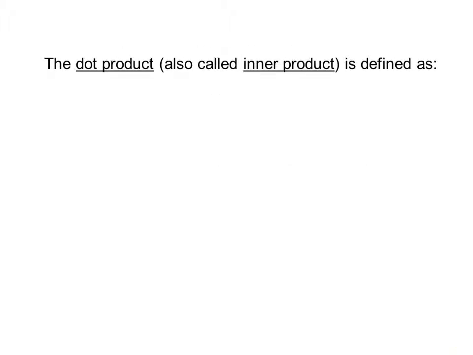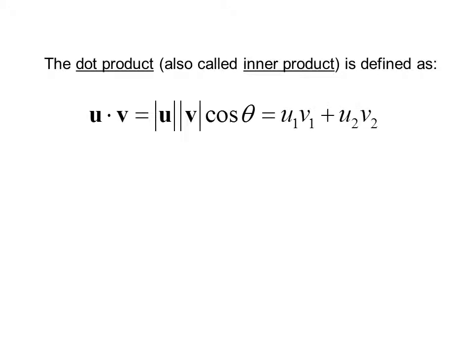The dot product, also called inner product, is defined as u dot v equals the magnitude of u times the magnitude of v times the cosine of theta, theta being the angle between the vectors, or u1v1 plus u2v2. That is, we multiply the x components and multiply the y components and add them together. We read this u dot v.